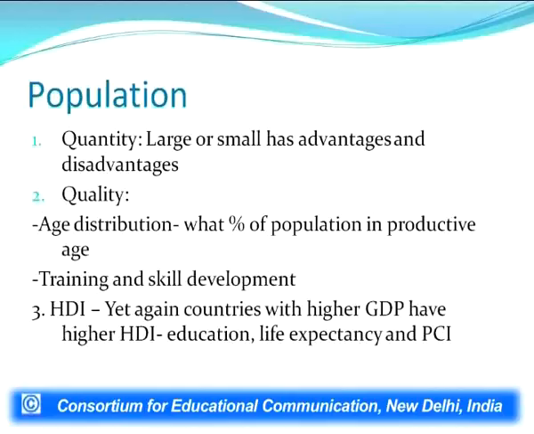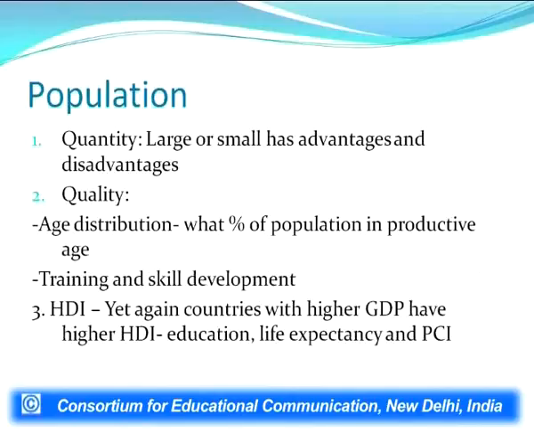Now, let me add one point to the geography. If it is a good, temperate climate, then the agricultural productivity also goes high. So geography has a lot of say in determining the power of a nation. Now, if we move on to the next element, and that is population, there are two aspects of population which we need to keep in mind.